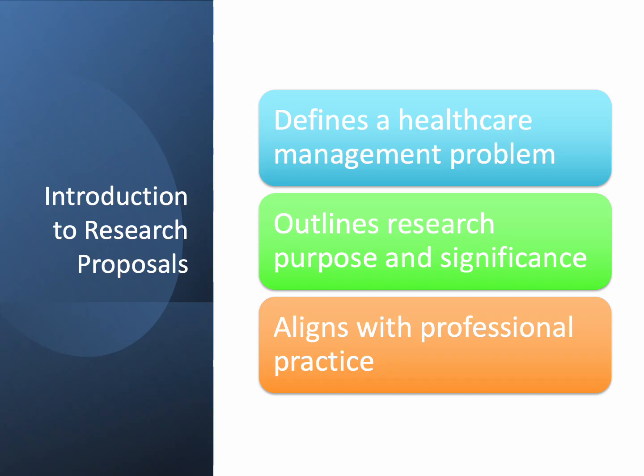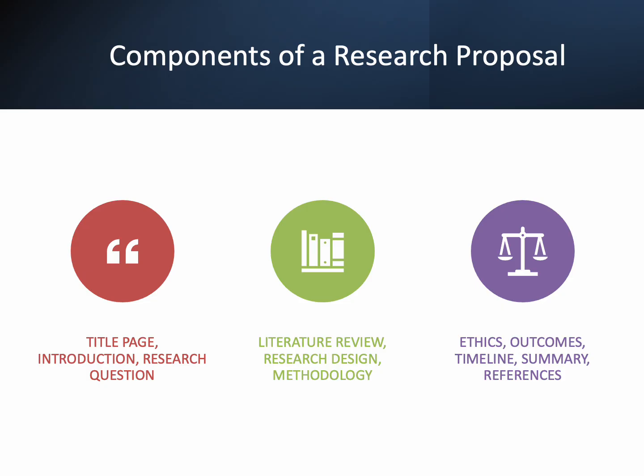This slide transitions to proposal components, where we'll explore the mandatory sections of your paper. Following our introduction, let's explore the components of a research proposal for healthcare management, as required for your RES 480 assignment. The proposal, spanning 6 to 8 pages, must include a title page with the project title, course name, RES 480, authors, and group contributions, if applicable.